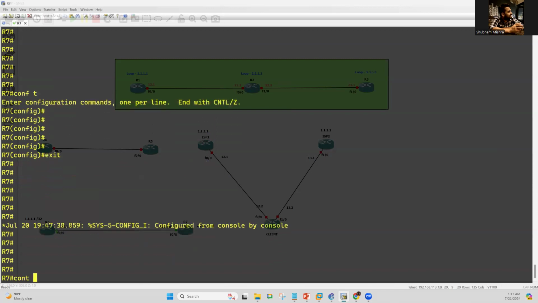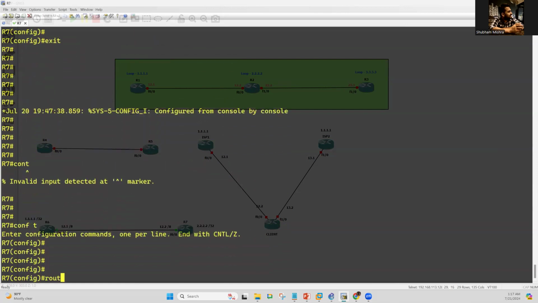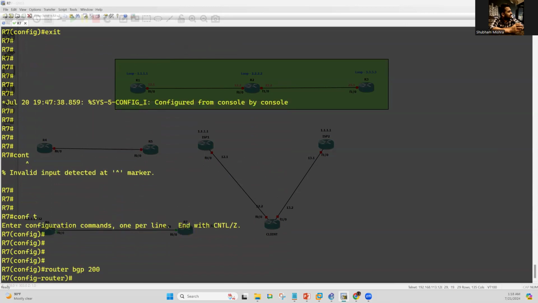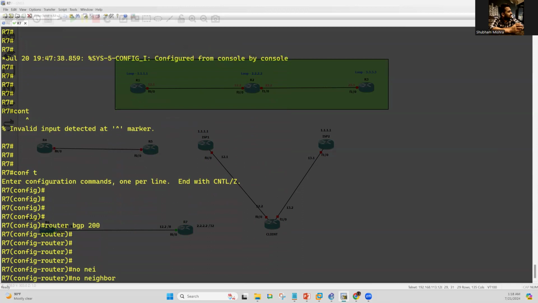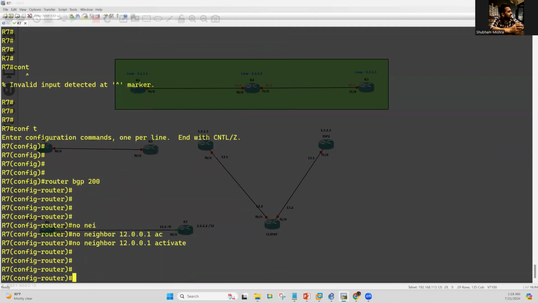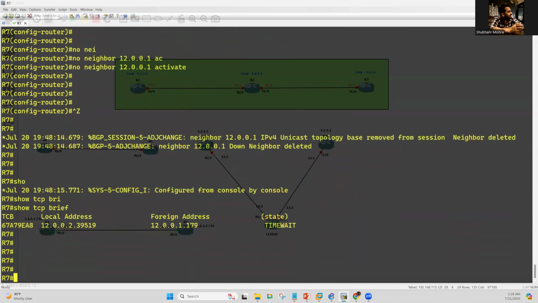Tell me. Conf t, router BGP 200 on R7. I am writing the command no neighbor. Who is my neighbor? 12.0.0.1. After that I am writing no activate. Now see, show TCP brief. I hope you guys understand. Now the state is TIME_WAIT.